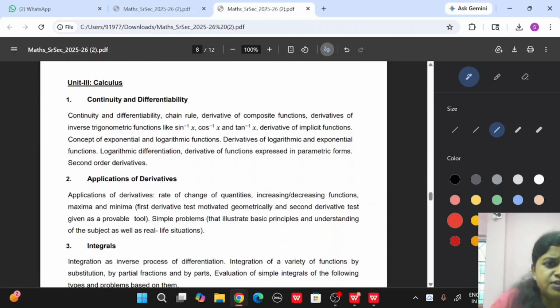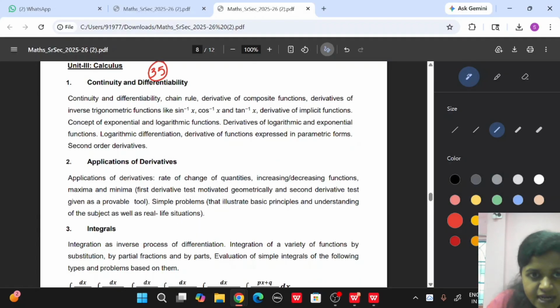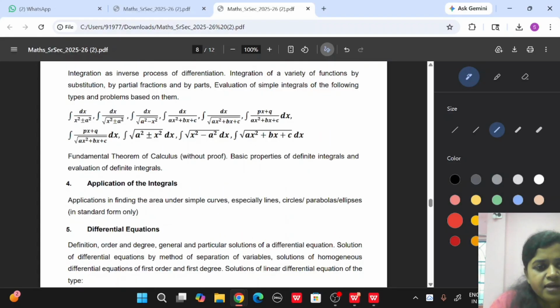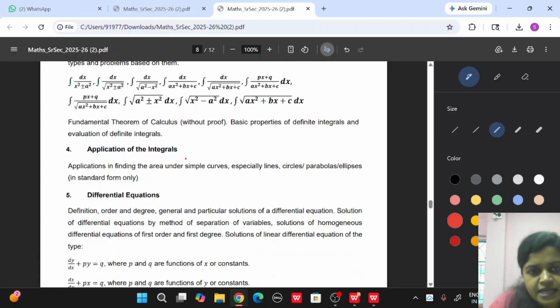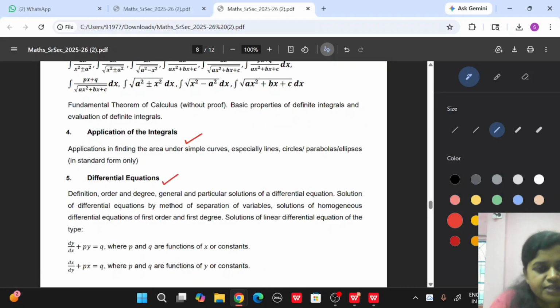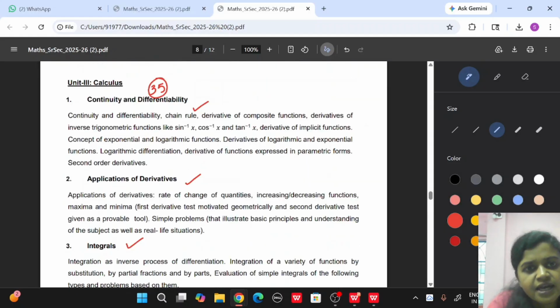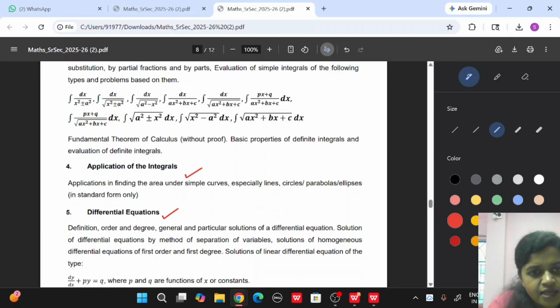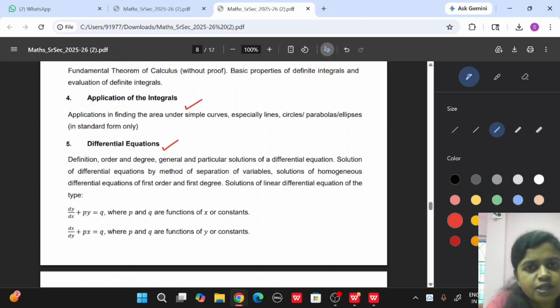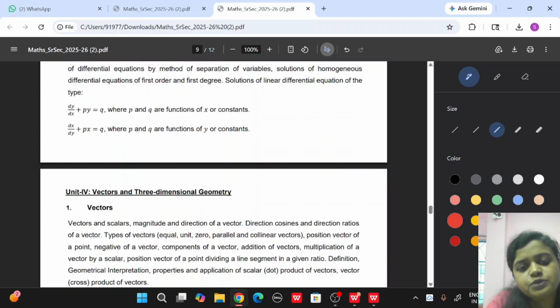Next, unit 3, this is calculus, and 35 marks are given from this unit. 35, the highest scoring, highest marking unit, calculus. Here the chapters are continuity and differentiability, application of derivatives, and integrals. You should know different types of integrals, and application of integrals and differential equations. So basically 5 chapters are given under the calculus unit, and 35 marks are given. This is the highest marking unit, so you should know these 5 chapters properly.